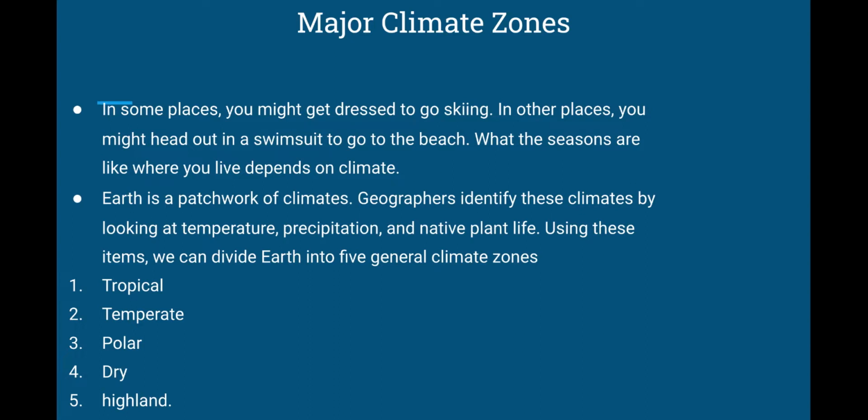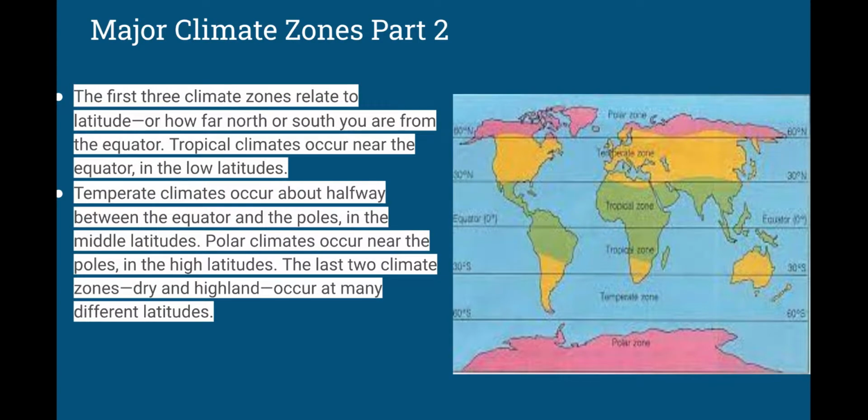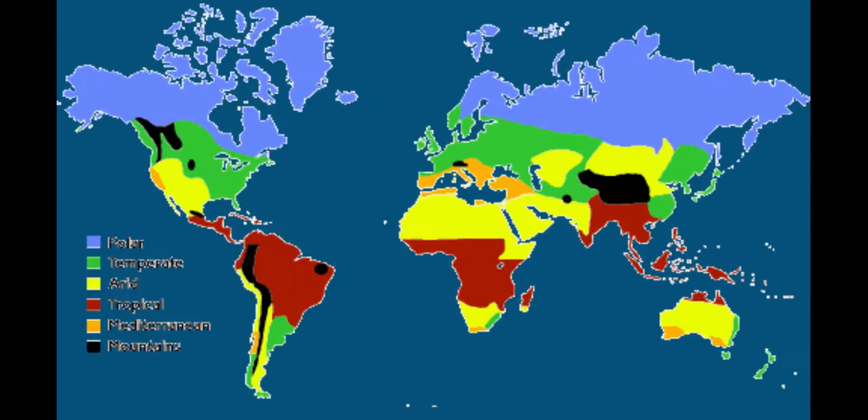Using these items, we can divide the Earth into five general climate zones: tropical, temperate, polar, dry, and highland. The first three climate zones are related to latitude and how far north or south you are from the equator. Tropical climates occur near the equator or in the low latitudes. Temperate climates occur about halfway between the equator and the poles and are in the middle latitudes. Polar climates occur near the poles and are high latitudes. The last two climate zones, dry and highlands, occur in many different areas.